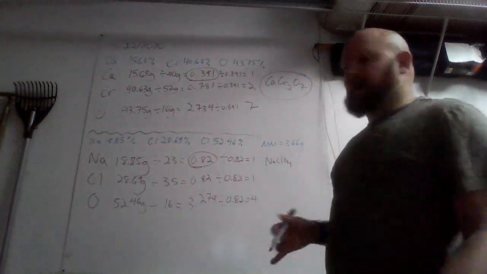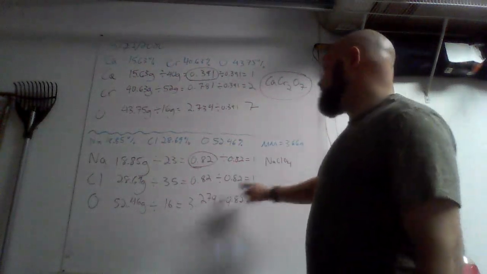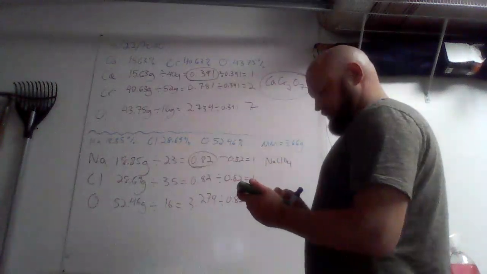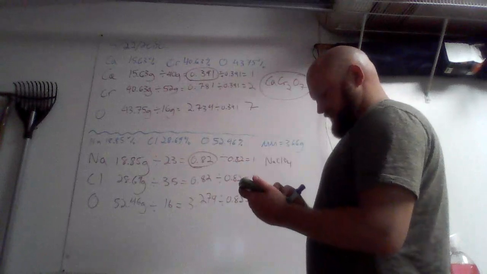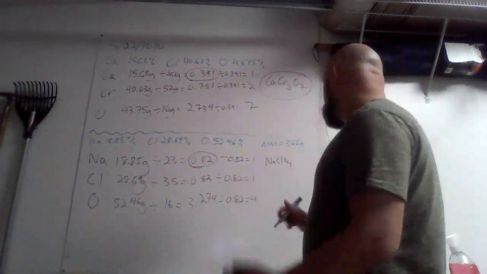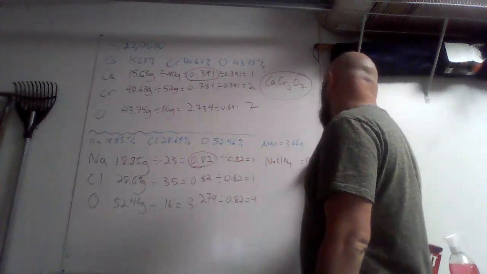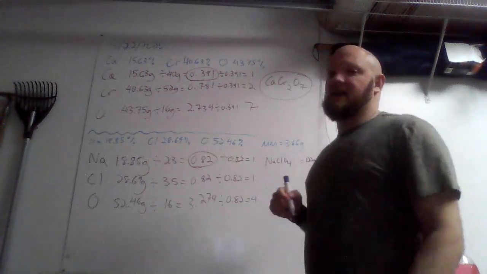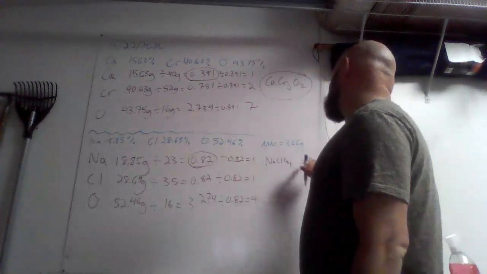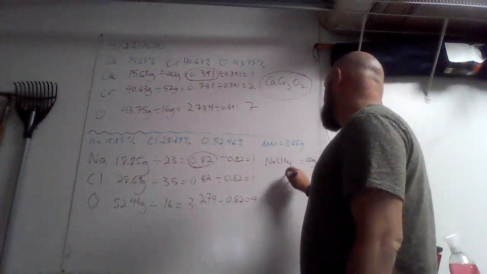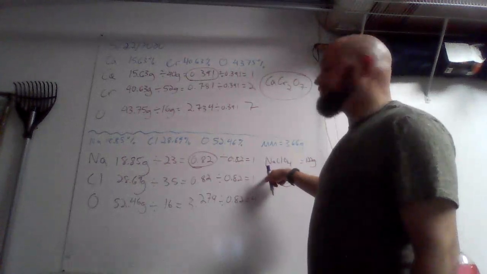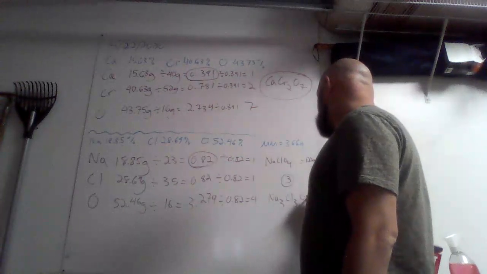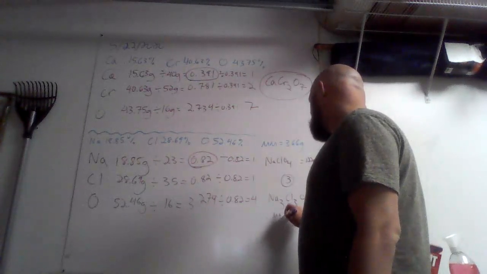To find my molecular formula, I need to add up my molar mass. You can look right back here if you need to. Sodium is 23, chlorine is 35, and 4 times 16, which is 64. So this all equals 122 grams. For the molecular formula, I divide my molar mass by the mass of my empirical formula. 366 divided by 122 gives me 3. So I take this whole formula and multiply by 3. I'm going to have Na3Cl3O12 as my molecular formula.